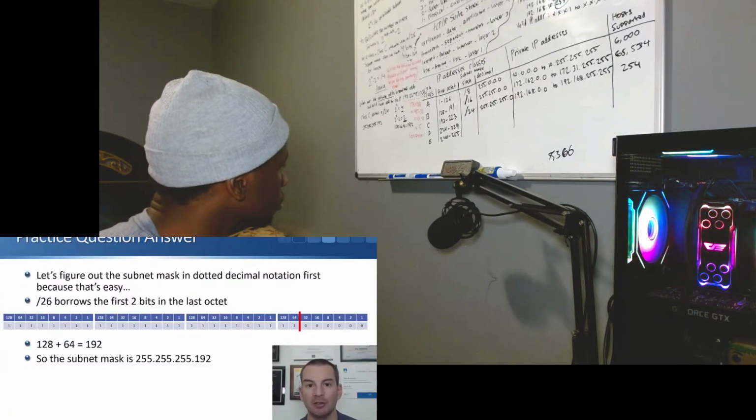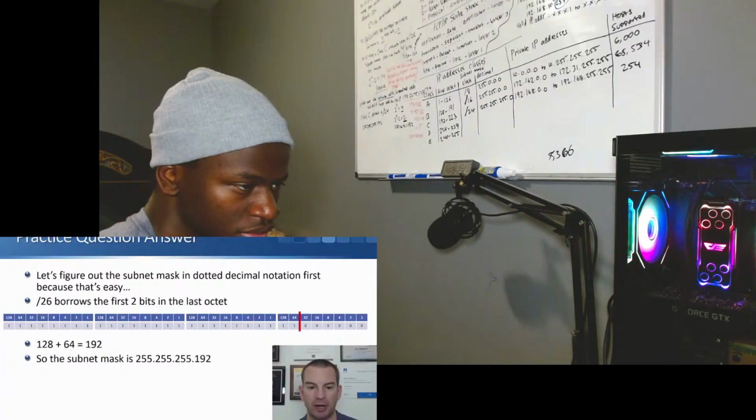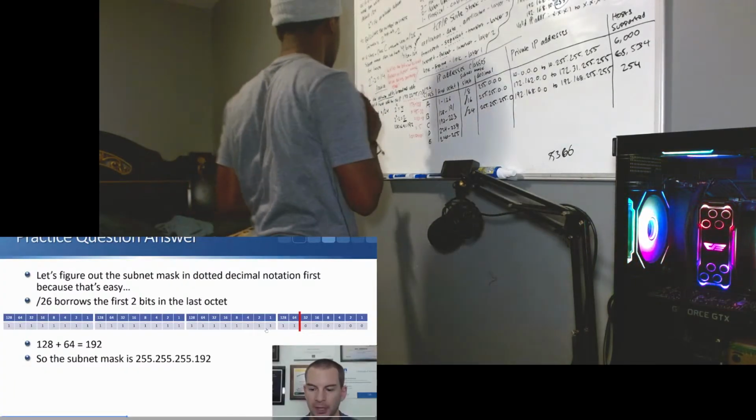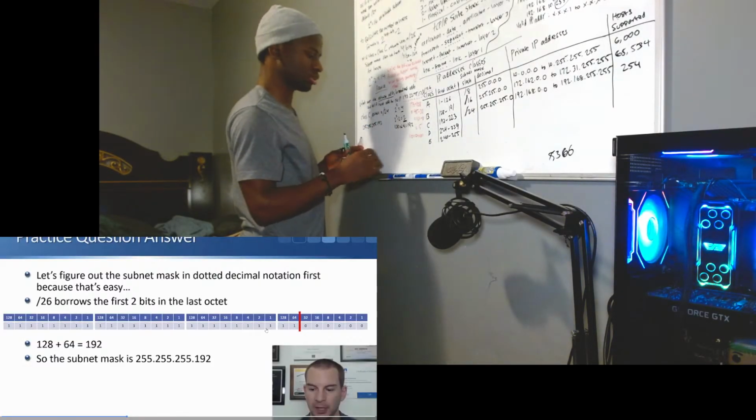So a /26 in dotted decimal notation is 255.255.255.192. So that's the subnet mask.